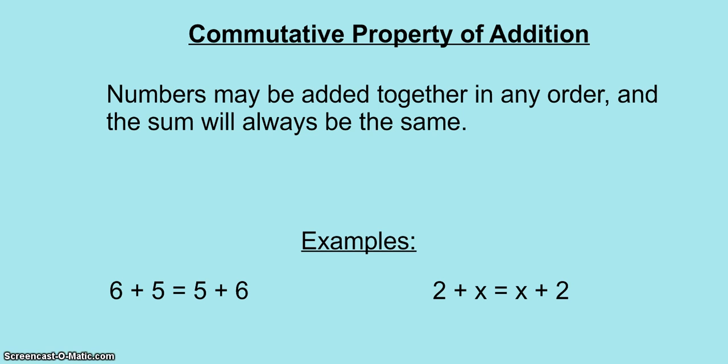The commutative property of addition. Numbers may be added together in any order, and the sum will always be the same. For example, we have 6 plus 5, which would be 11. Okay. Then, if the numbers switch places or commute to different sides, 5 plus 6 would also be 11. And 11 is equivalent to 11.